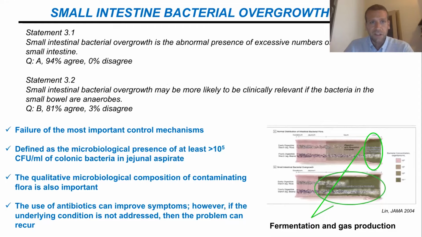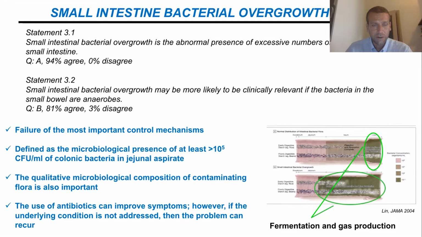Let's jump immediately to the definition of small intestinal bacterial overgrowth. The first statement of our consensus says that small intestinal bacterial overgrowth is the abnormal presence of an excessive number of bacteria in the small intestine. How can this happen? This is due mainly to the failure of the most important control mechanisms. Let's think of the IgA secretion, the peristaltic activity, or the action of the saliva. When all these mechanisms that work together and allow a good homeostasis of the intestinal barrier disappear, there are the ideal conditions for small intestinal bacterial overgrowth.